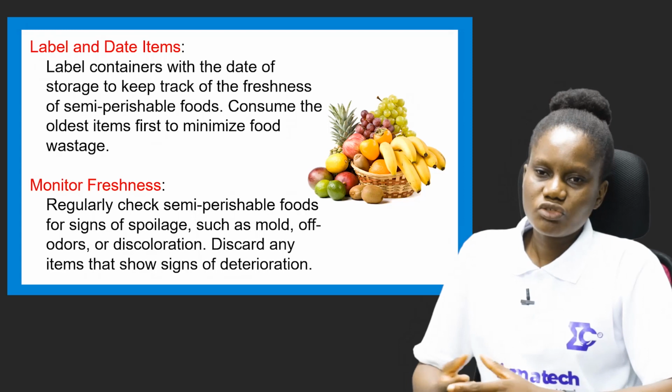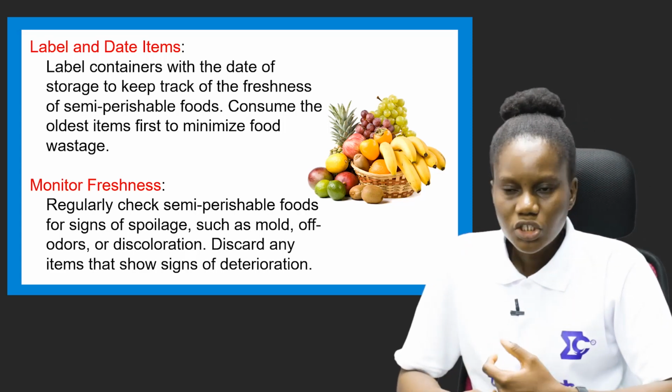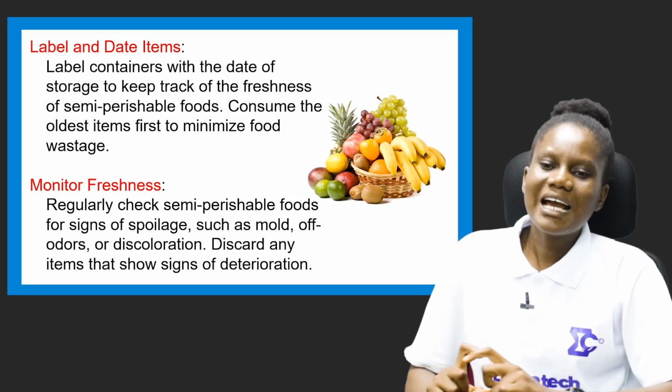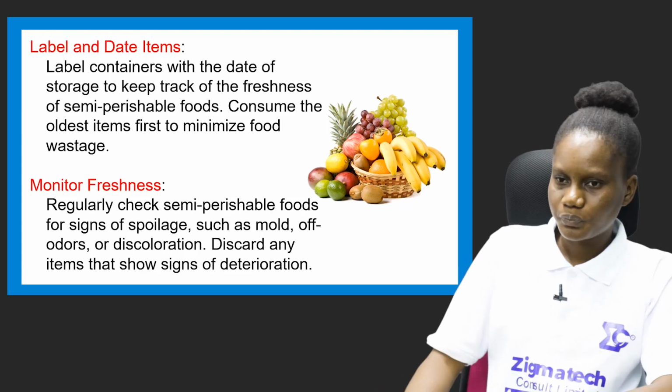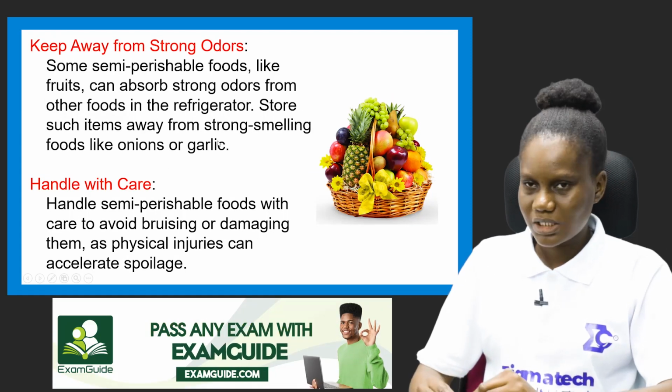Then monitor freshness. Regularly check semi-perishable foods for signs of spoilage, such as mold, off odors, or discoloration. Discard any items that show signs of deterioration. Then keep away from strong odors.